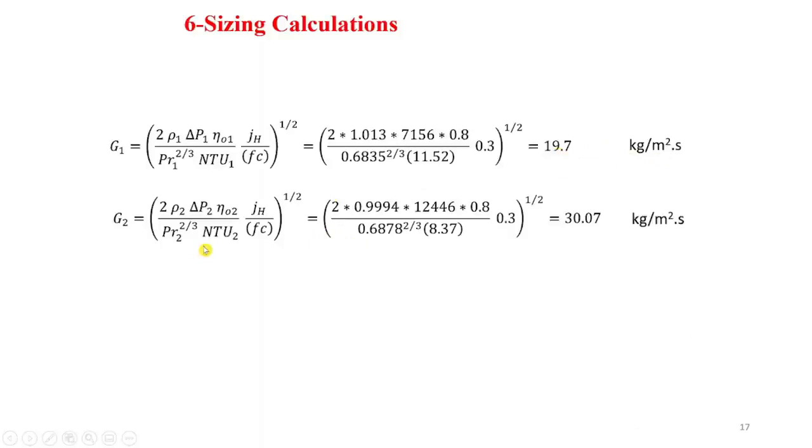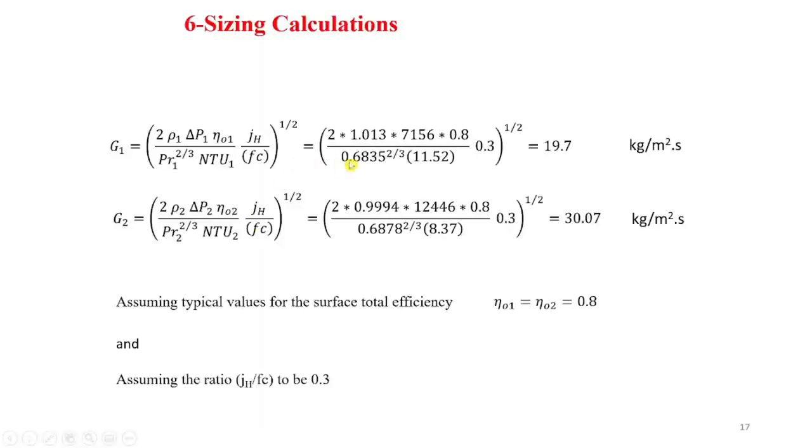These two values are initial guesses, so we are going to use these values in order to get Reynolds number, the heat transfer coefficient for both sides, in addition to other parameters, in order to get the U value for the heat exchanger. As we said before, in order to proceed, we assumed the overall surface efficiency, and in addition to that we also assumed that this ratio, the heat transfer Colburn modulus divided by the friction coefficient, is 0.3.